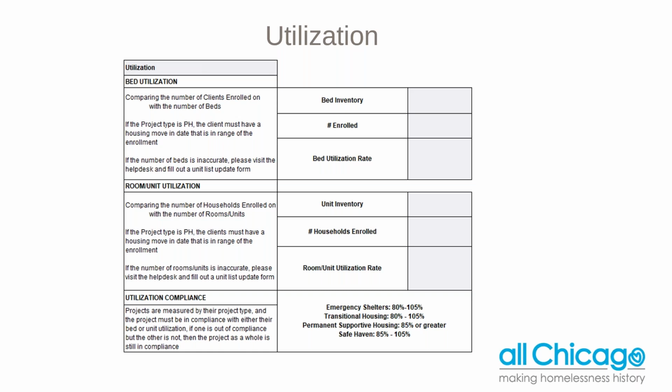Depending on how your project is set up and on the clients that you serve, in some cases one might be out of compliance and the other might not be. If you serve, for the most part, families, in most cases your unit inventory would be more accurate than your bed inventory. As long as your unit inventory is in compliance, then overall utilization will be in compliance for your project.